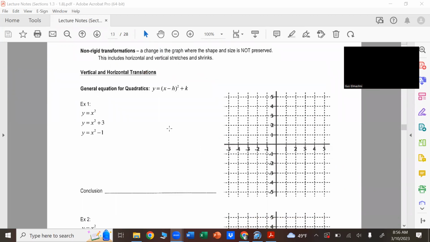All right, so let's look at this graph here. H, just so you know, in case you guys forgot, H is the horizontal shift, and K is the vertical shift. Very simple. So H is a horizontal shift, K is a vertical shift. So Y equals X squared. I'm going to do 3 graphs here. I'm going to do this in green. I'll do this in light blue. I'll do this in pink.